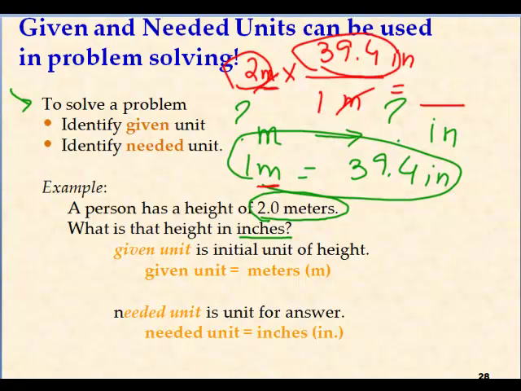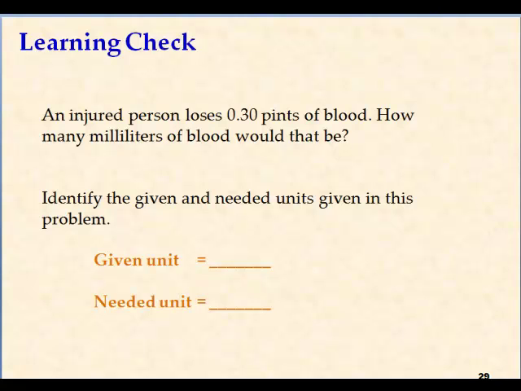Okay, so let's go on to the next problem. In the next problem, it states an injured person loses 0.3 pints of blood. How many milliliters of blood would that be? So what is my given value? I have 0.3 pint. And what do I have to know? I have to know milliliters.